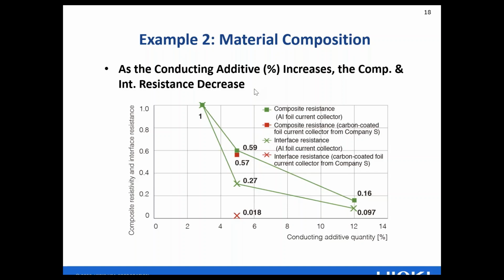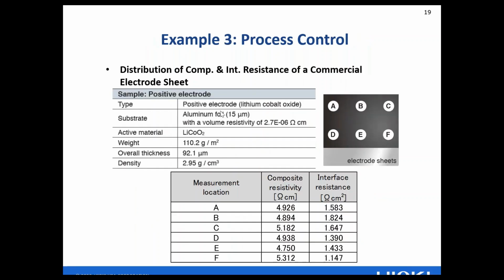I mentioned process control. This tool is very good for process control. What we're doing here, we have an electrode sheet, and it's lithium cobalt oxide, aluminum substrate with certain thickness, a certain weight, certain density. The details are not really relevant for what I'm trying to tell you here. So we're measuring the same sheet at 6 locations, A, B, C, D, E, and F. And for each location, we get a composite resistivity and an interface resistivity. And you see that there is a certain spread between the resistivities.